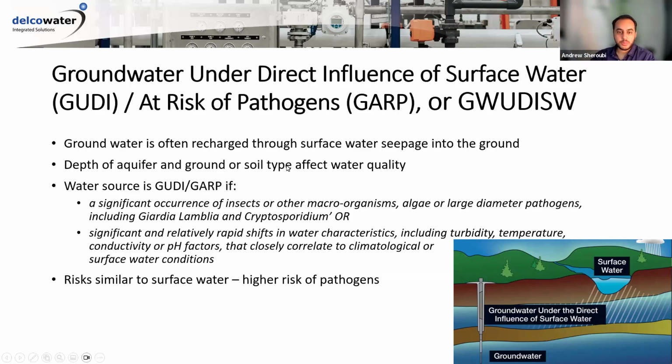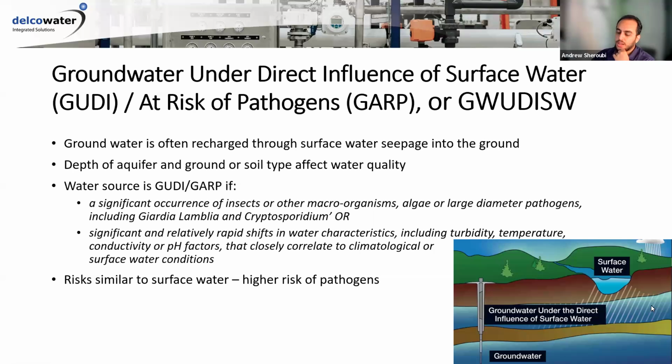Now, the other thing that is important to talk about is groundwater under the influence. In Canada, we call it groundwater under the direct influence of surface water, GUDI, or at risk of pathogens. In the US, the EPA calls it groundwater under direct influence of surface water. So, same thing.